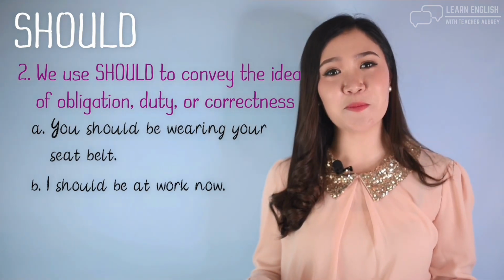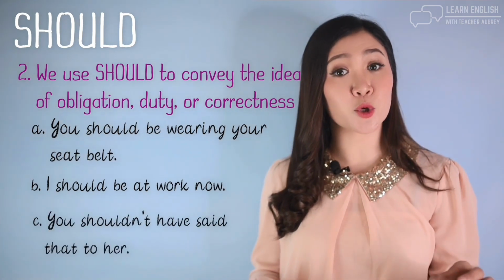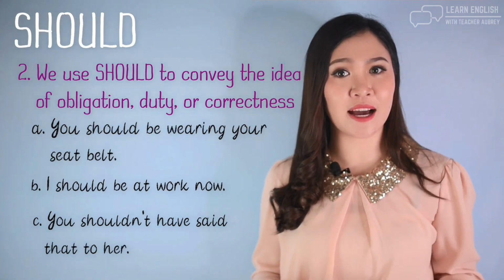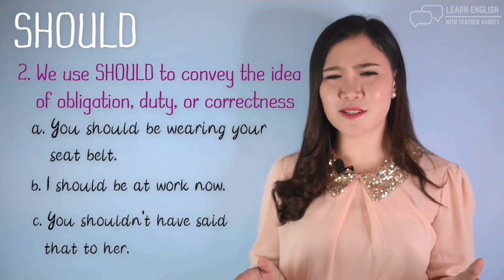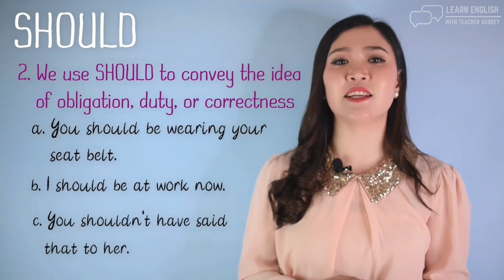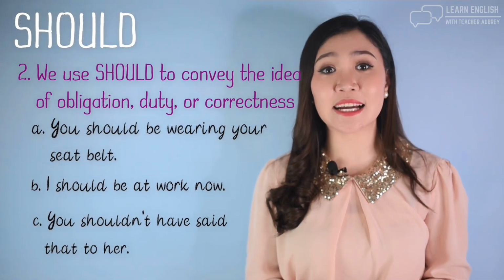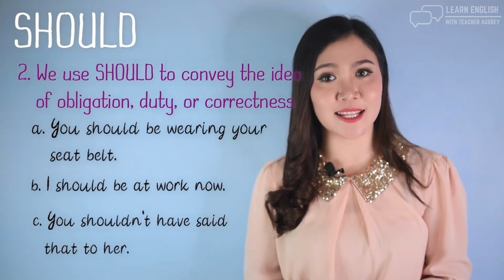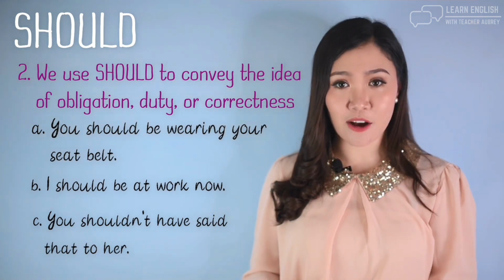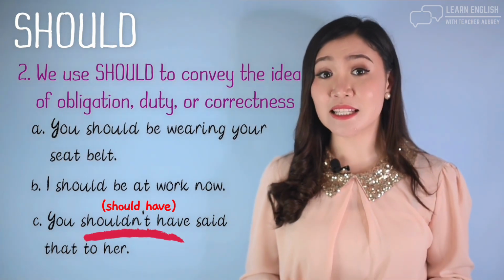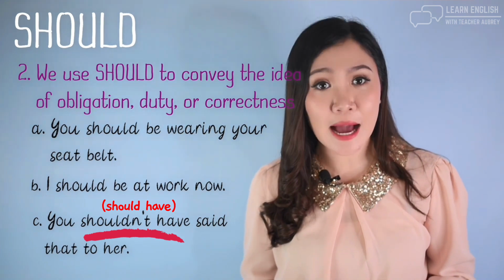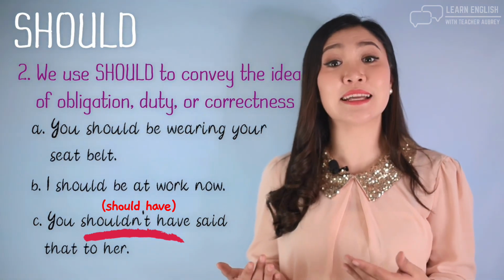And the last example, you should not or you shouldn't have said that to her. Hindi mo dapat sinabi yun sa kanya. Mapapansin natin sa pangatlong halimbawa na ito ang negative form ng should na shouldn't at may kasunod na have. Should have means that something did not happen, but we wish it had happened.